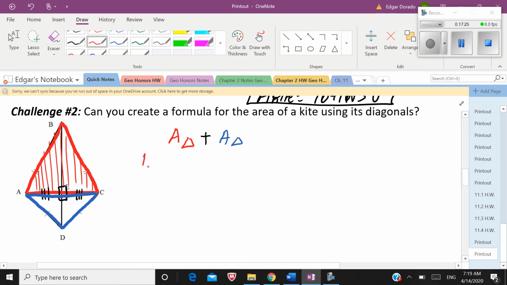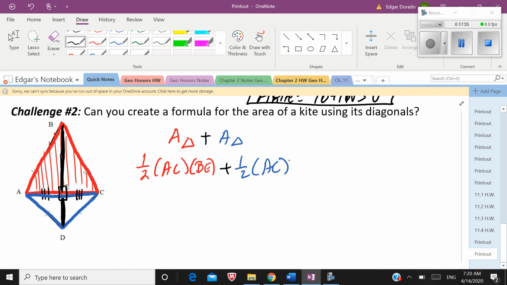Well, the area of the red triangle would be 1/2 the base, which in this case is AC, times the height. Well, in this case, the height would be right here, BE. Cool. So let's write that down. Now, once I know that area, I have to add it to the area of the blue triangle, which would also have a base of AC, but now this time the height is actually ED. Okay. Cool. So all I did, guys, was use general statements here.